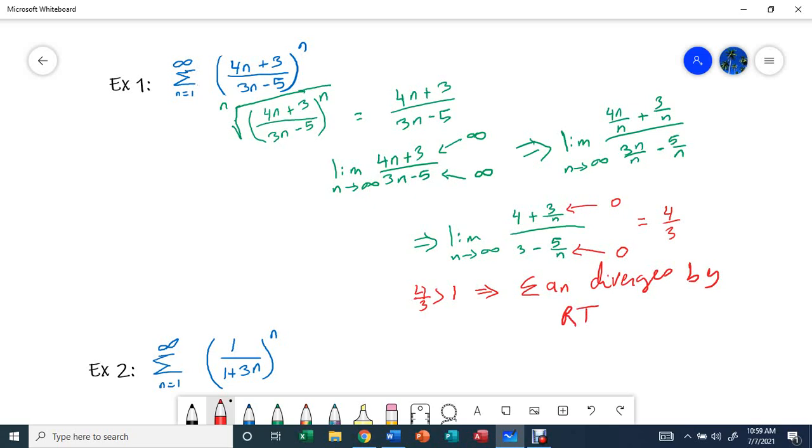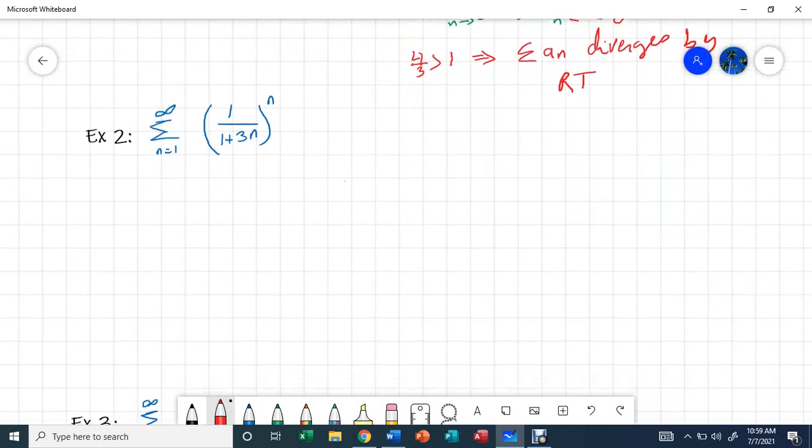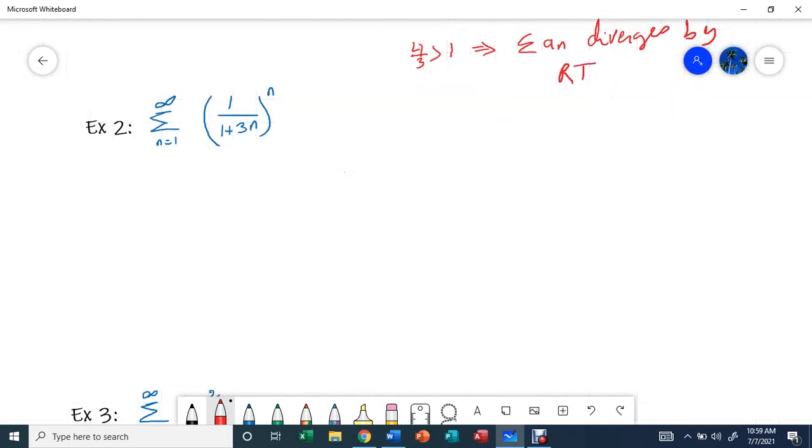So now let's look at the second example. The second example is the series from n equals 1 to positive infinity of 1 over (1 plus 3n), the whole thing to the n. So same thing, we do the root test. So the nth root of 1 over (1 plus 3n), the whole thing to the power n. The power and the root cancel each other, so I end up with 1 over (1 plus 3n).